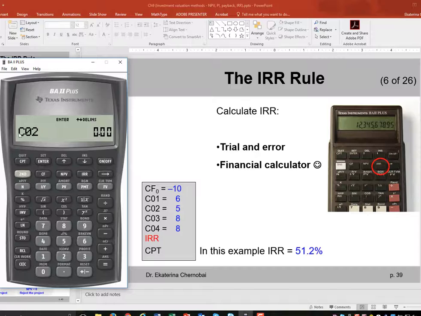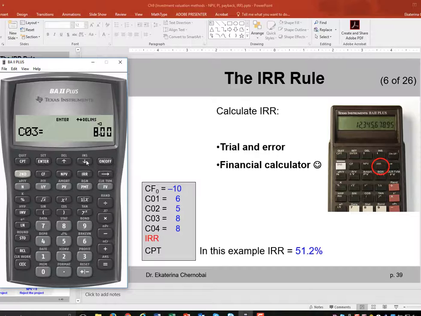And then the same way I'm entering cash flow 02, $5, cash flow 03, $8, and cash flow 04, $8. So the second cash flow in the future is 5. I press 5, enter, down, and the frequency is again left at the default value of 1. I press the down arrow key. Cash flow 03, that's $8.